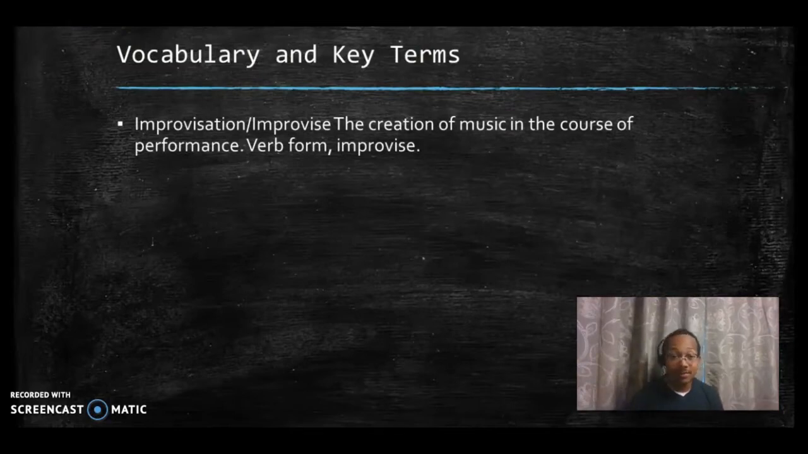Improvisation, or to improvise, means the creation of music in the course of the performance, making it up as you go along, playing or performing something that is not written down. For example, there is no music here in front of me, but I'm going to play a little something, a little improvisation for you now. Wasn't anything written down, just improvised it and made it up right there on the spot.